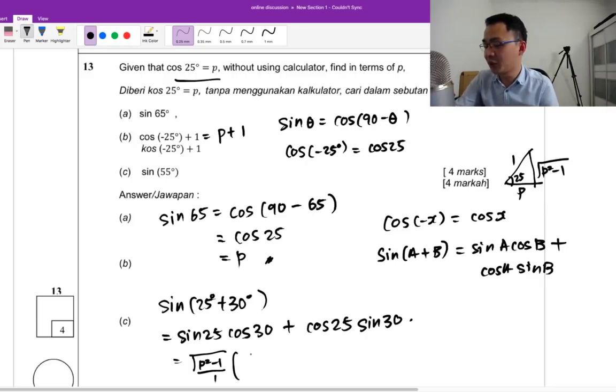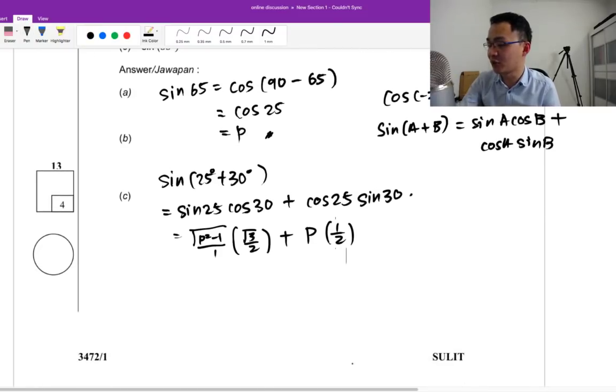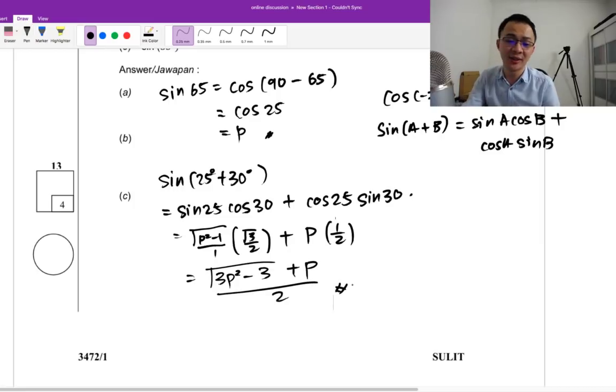And cos 30, we actually know that, which is square root 3 over 2, plus cos 25, which is P, and sine 30, which is half. Alright, then the next thing we will do is solve this equation. If we solve this equation, both are over 2, right? So I can multiply the square roots in. I can say square root of 3P squared minus 3, plus P, over 2. Okay, this is the answer.